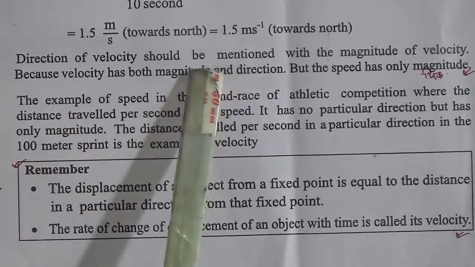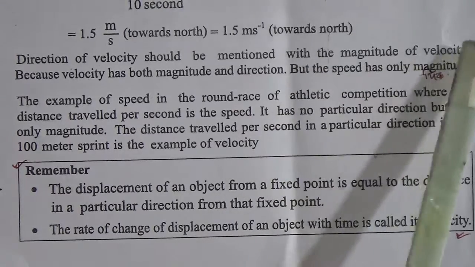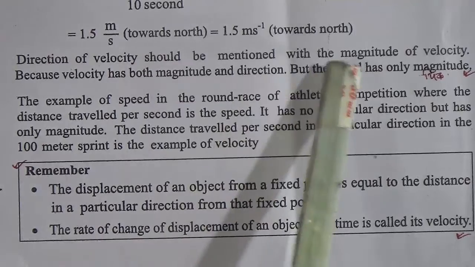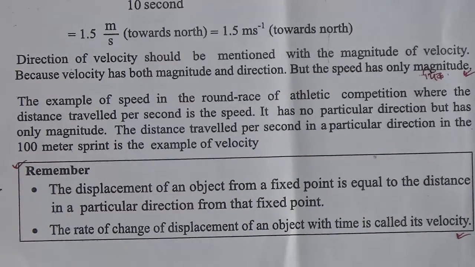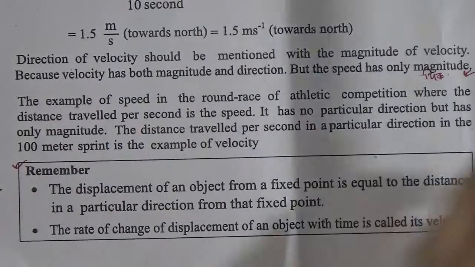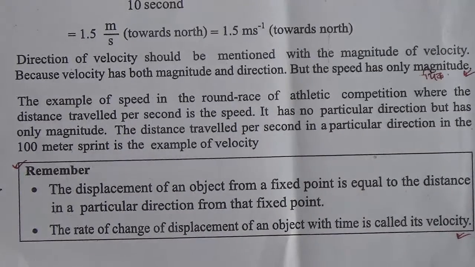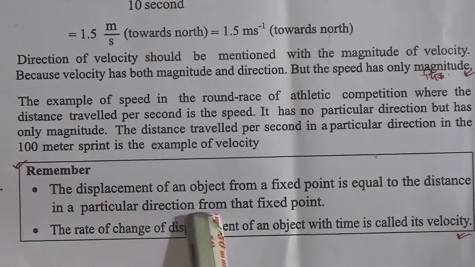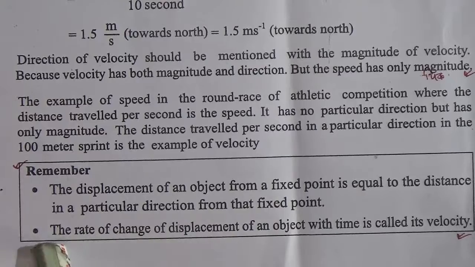Direction of the velocity should be mentioned with the magnitude of velocity, because velocity has both magnitude and direction, but speed has only magnitude. When you write the velocity, you must write the direction where he goes. Remember, the displacement of an object from a fixed point is equal to the distance in a particular direction from the fixed point. The rate of change of displacement of an object with time is called its velocity.